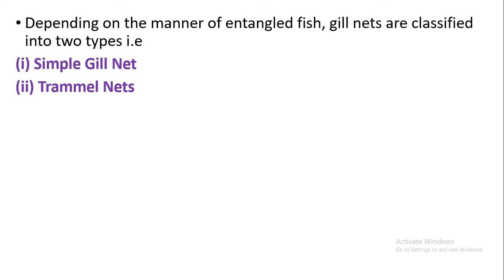So depending on the manner of entangling the fish, gill nets are classified into two types: simple gill nets and trammel nets. So first we will talk about the simple gill net.